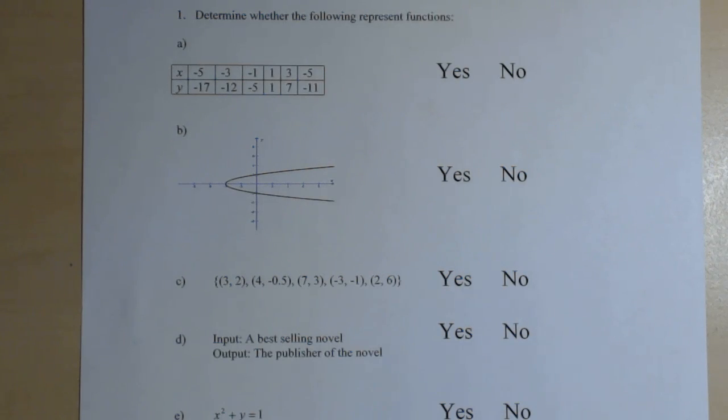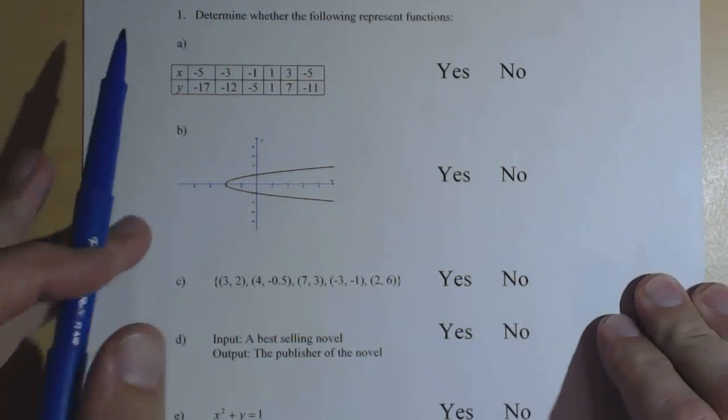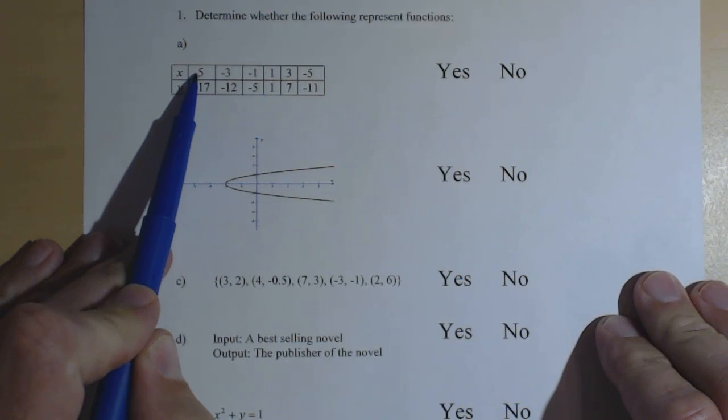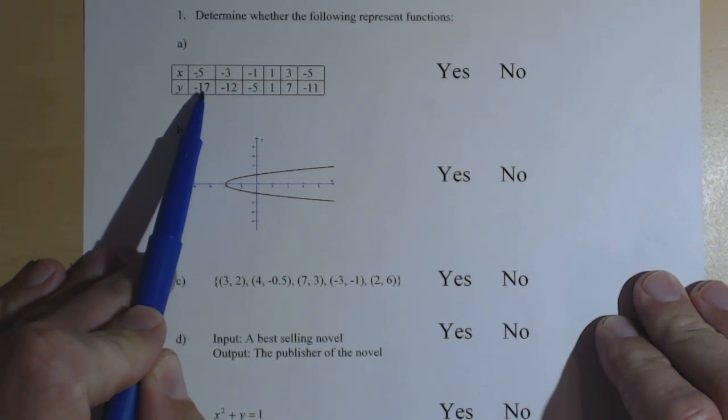In this first problem, we're concerned with what is and what is not a function. So first off, we should remind ourselves of the definition of function, and we're going to apply that definition in each case. So what we want to look to see is if each input has a unique output.